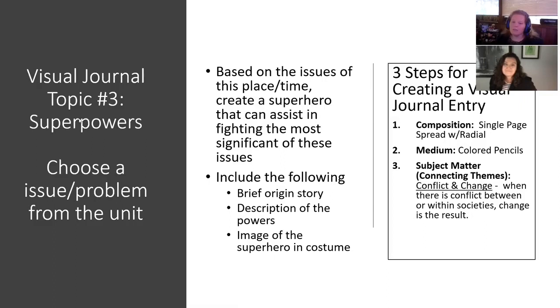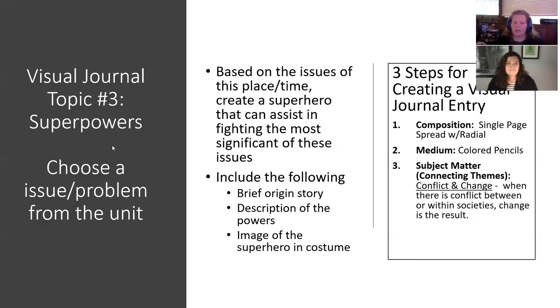The second one, and this is my favorite, is superpowers, because all you have to have is an issue or a problem in your unit. Maybe it's an environmental issue, maybe it's a civil rights issue, maybe it's a political conflict. But what they're going to do is create a superhero that has superpowers to address that issue.